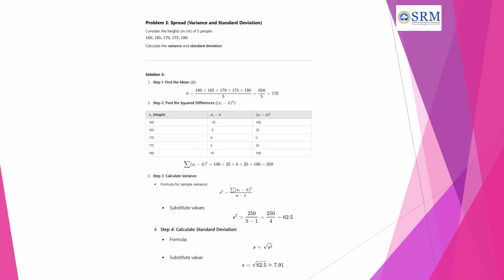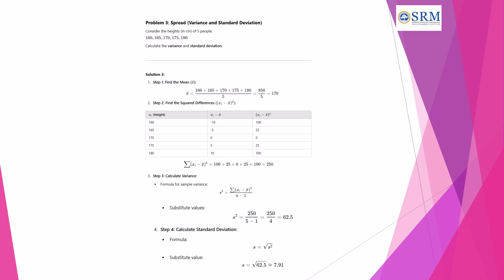Problem to calculate spread. To find the variance and standard deviation of these heights: 160, 165, 170, 175 and 180 cm, we first calculate the mean, which is the average height. Adding them up gives 850 and dividing by 5 people gives a mean of 170 cm.